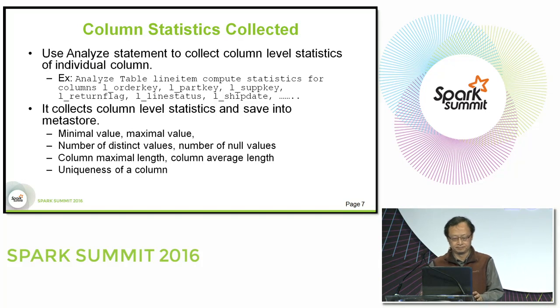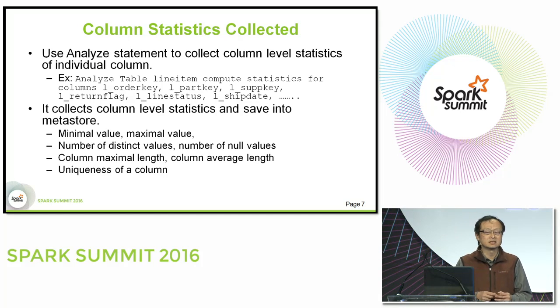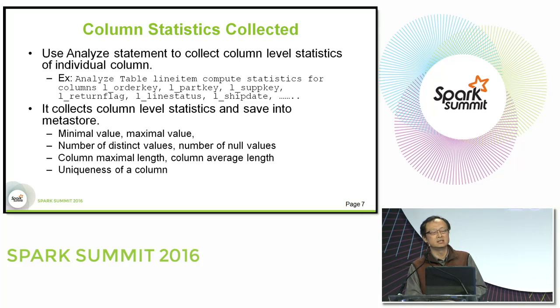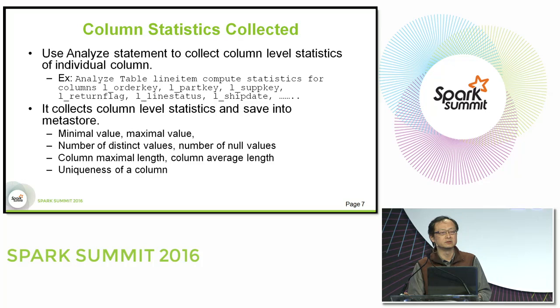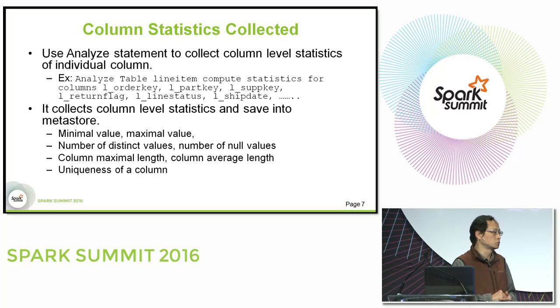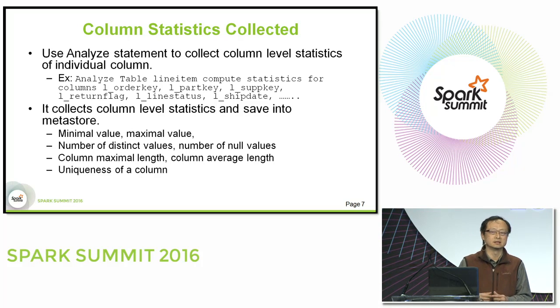as a join column. As for the detailed information we collect for each column, we collect a minimum value, maximum value, number of distinct values and the number of null values, and also the column's maximum length and the column's average length. For some scalar data types, such as integer, long, or short, the maximum length is the same as the average length. However, for the string data type, they can be very different. Also, based on the information, we can compute whether or not a column is unique.